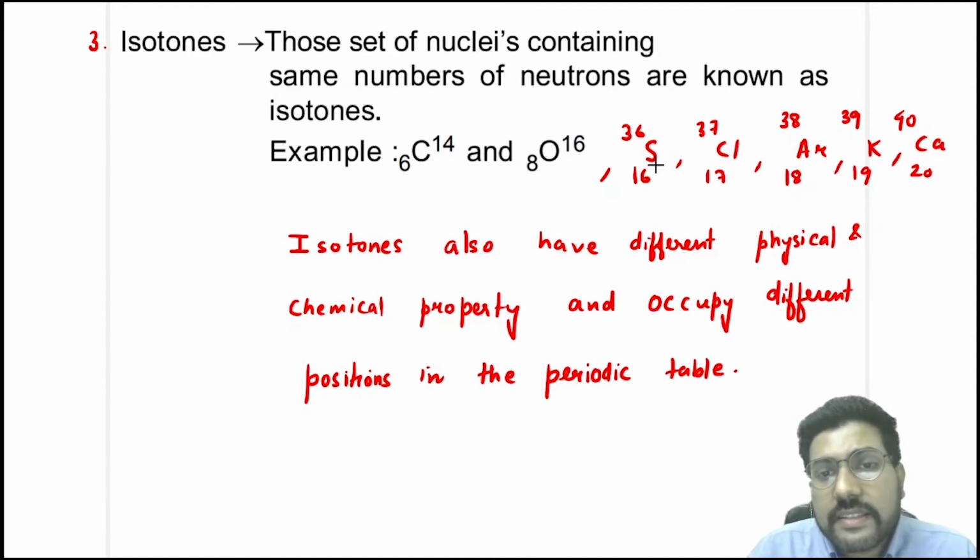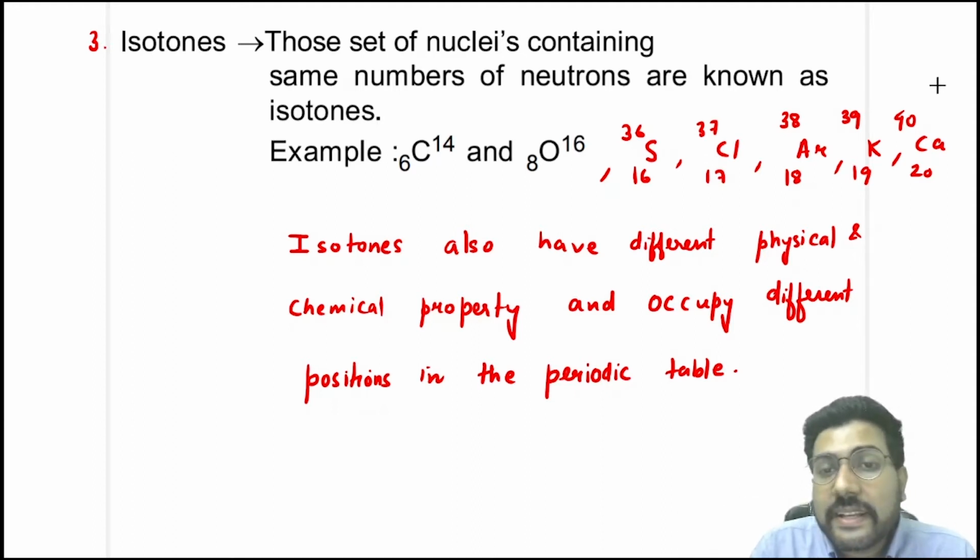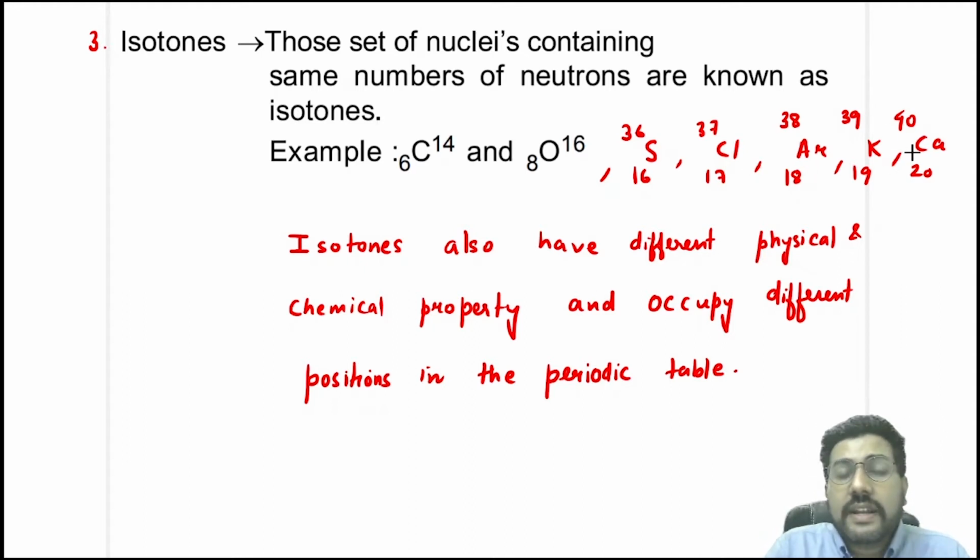Here, S-36 (16), Cl-37 (17), Ar-38 (18), K-39 (19), Ca-40 (20): all these have the neutron number of 20. You can subtract to get the neutron number. So isotones have the same neutron number. They are not the same elements, so they occupy different positions in the periodic table and they have different physical and chemical properties.